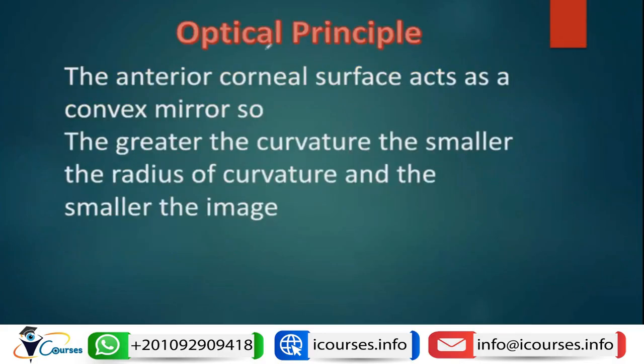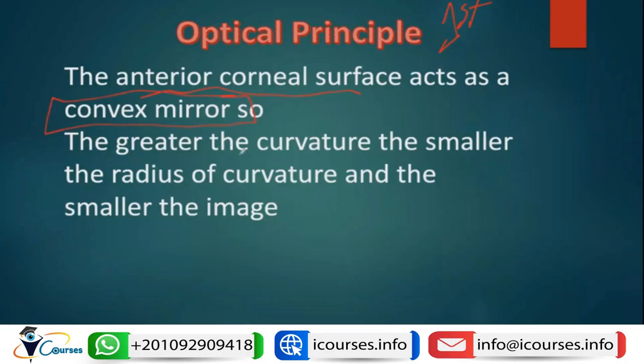So what is the optical principle of the keratometry? The optical principle of the keratometry is based on the first Purkinje-Sanson image. Do you remember the Purkinje-Sanson images? These images are formed by reflection from the different refracting surfaces of the eye. The first Purkinje image is formed by reflection from the anterior corneal surface. So we use the principle that the anterior corneal surface acts as a convex mirror.